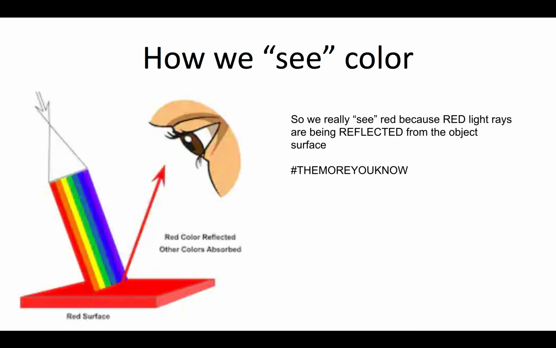So when we see something that you perceive to be the color red, in reality, it's actually absorbing every other color of light, and it's only reflecting the color red. So for example, if you see orange light, every other color except for orange is being absorbed, and the orange light is the only one being reflected.